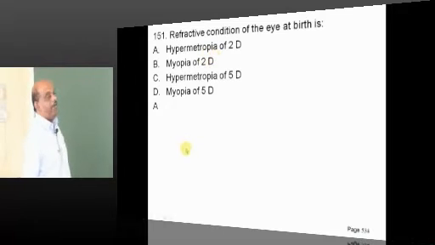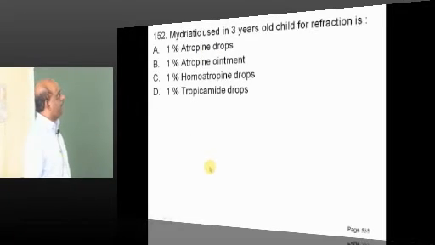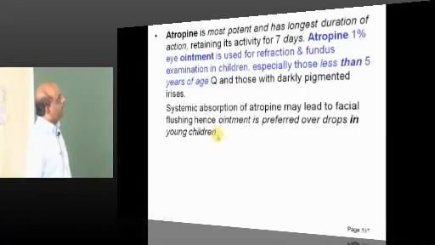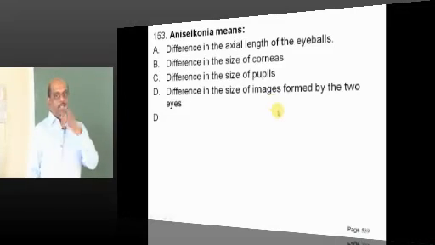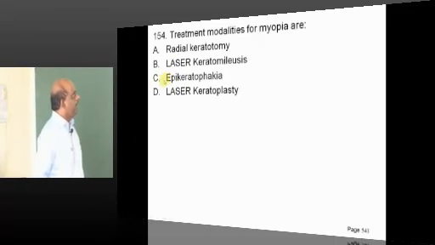Now, A. We have hypermetropia. We are all born hypermetropic. Mydriatic in a 3-year-old should be B. Ointment of 1% atropine, which should be strong. Then anisometropia... aniseikonia means D. Difference in the size of images between the two eyes.